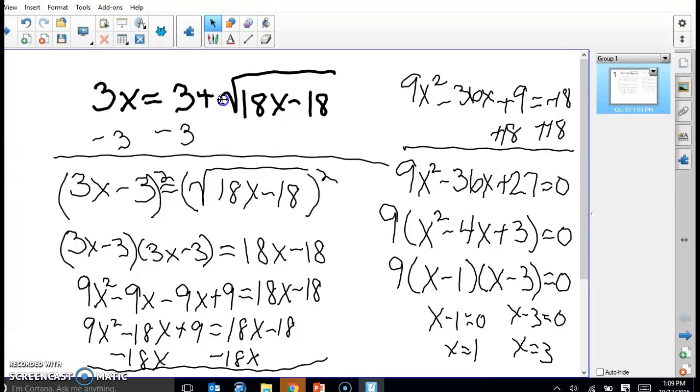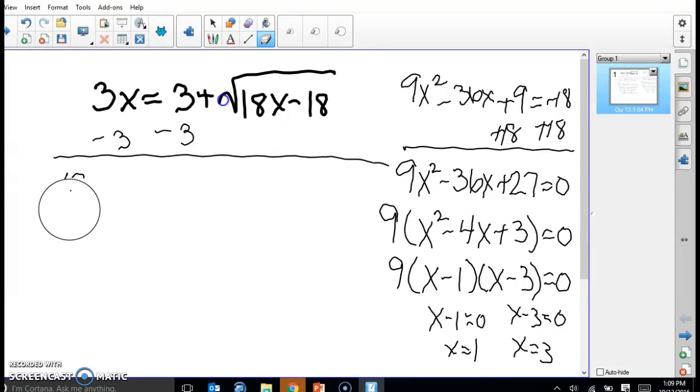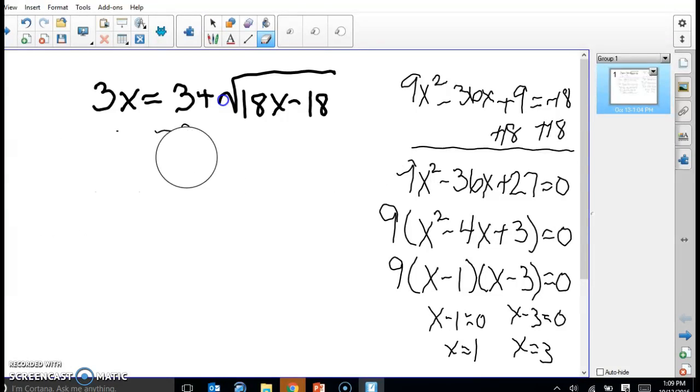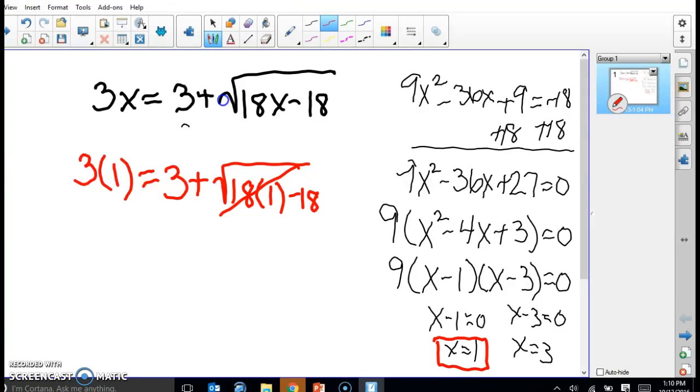Alright, so looking at 1, 3 times 1 is... may I erase this part here? Yes. So now doing our check. So 3 times 1 equals... So that square root is 0, okay, so this is 0. So does 3 equal 3? Yes. Alright, so 1 works. Now let's check 3.